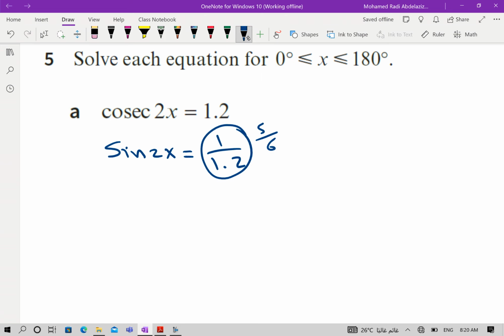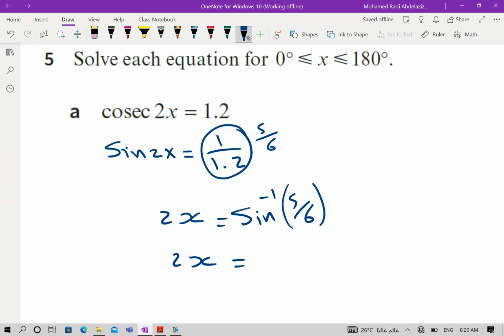2x equals shift sine 5 over 6. 2x equals what? Shift sine. 56.44. Again, 56.44. So don't try to divide it by 2. This will be the last step.